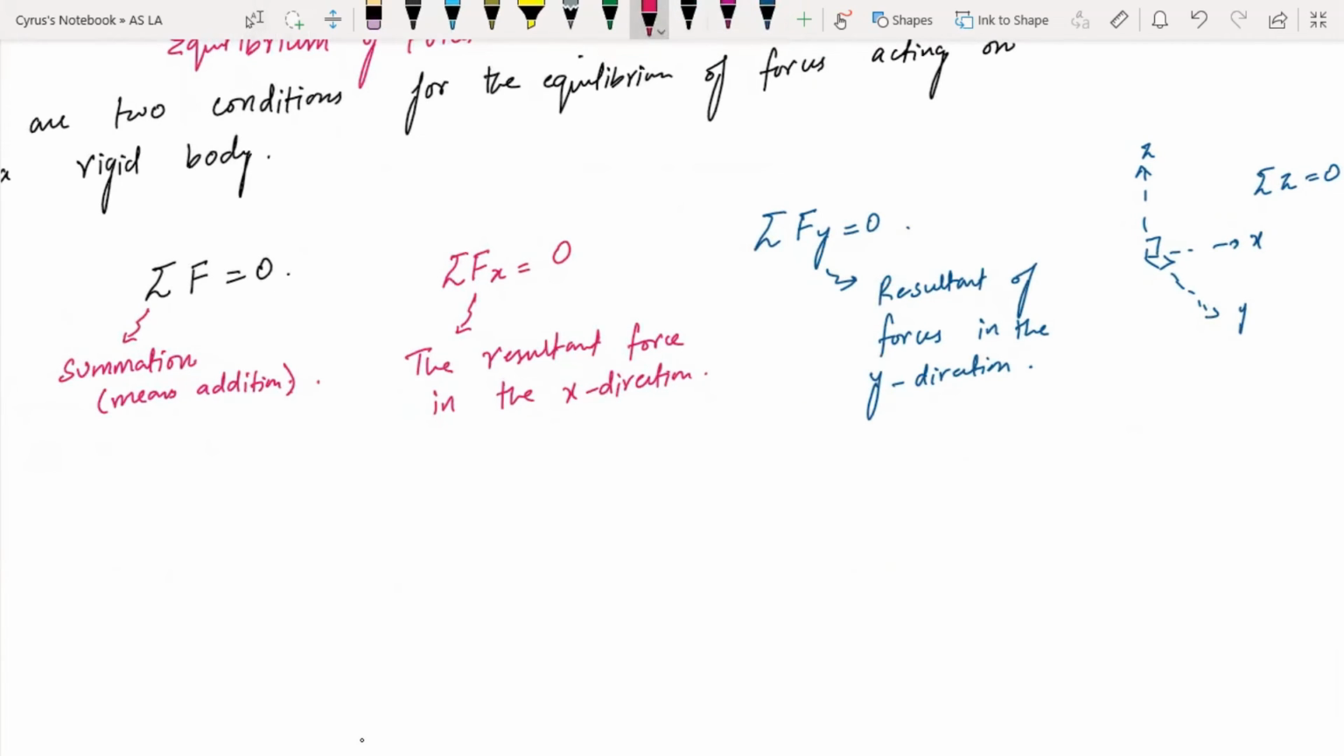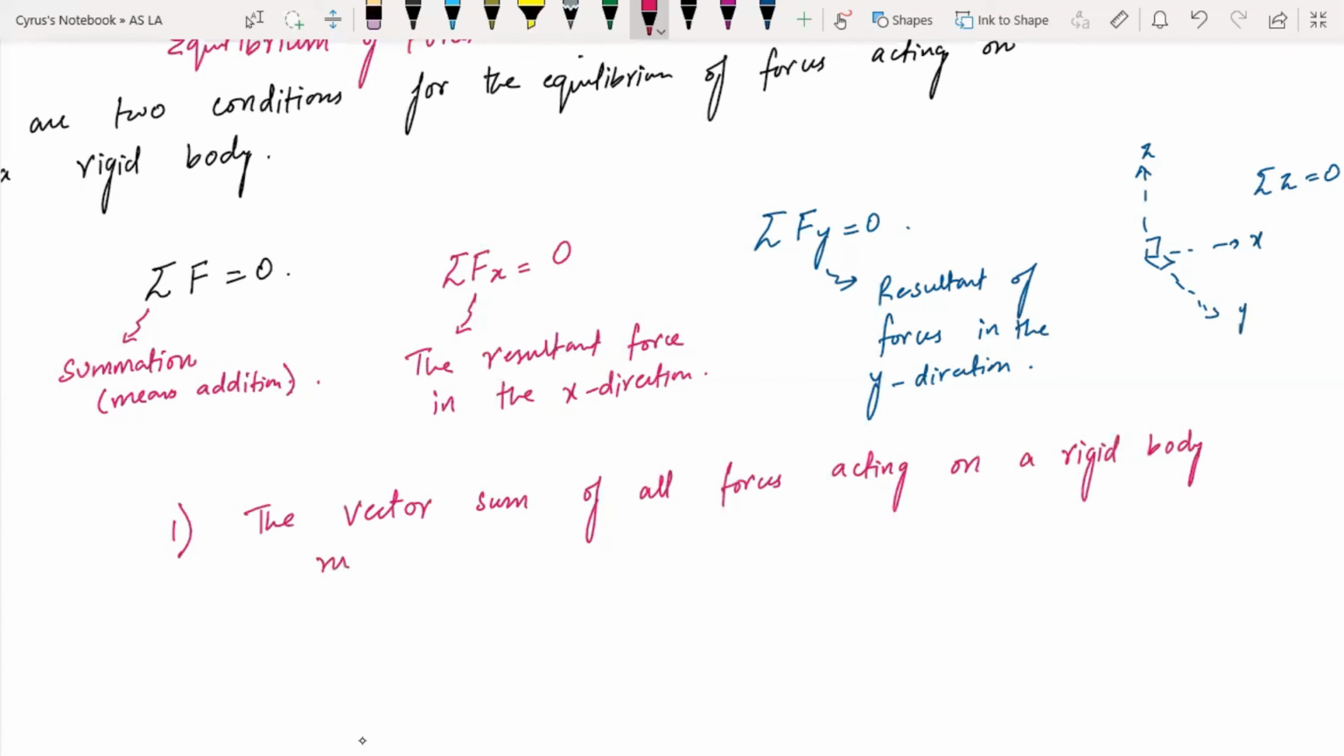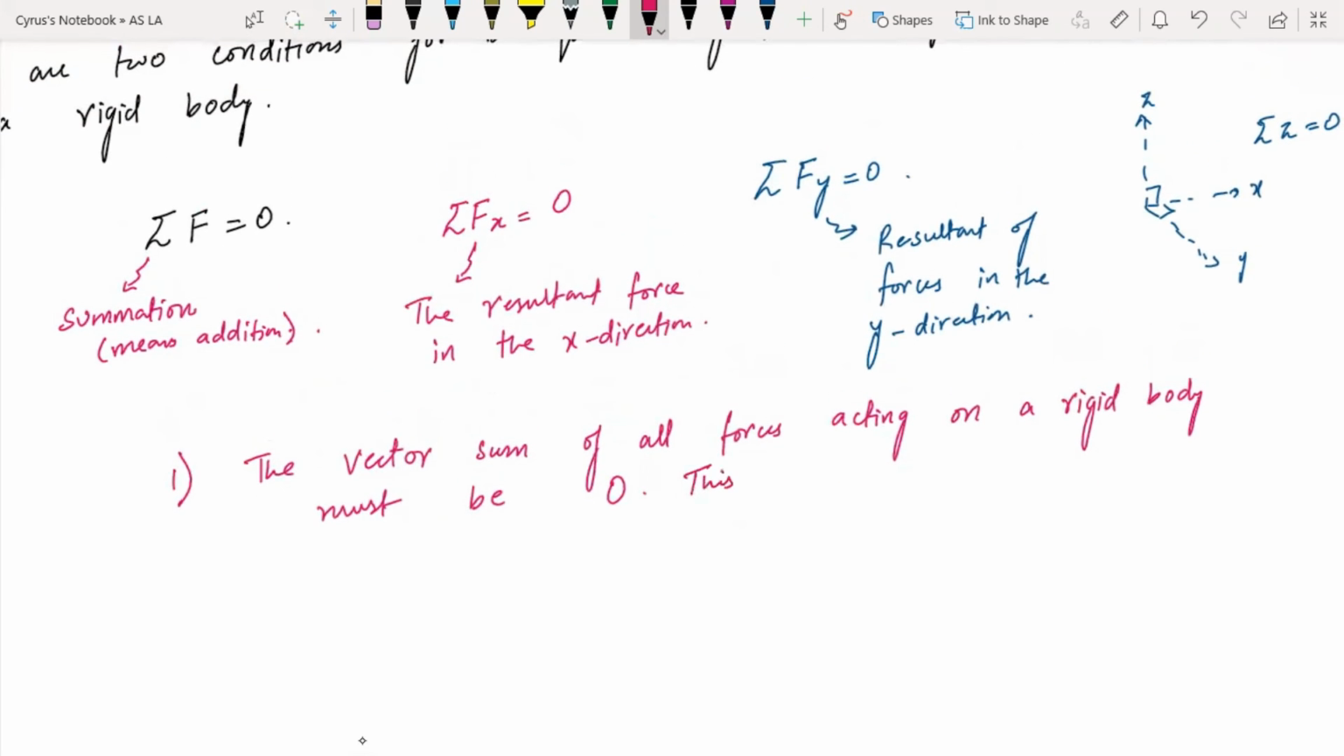You should know that the first condition of equilibrium is that the vector sum of all forces acting on a rigid body must be 0. ठीक है, 0. इसका मतलब है कि ये ट्रांसलेशनल इक्विलिब्रियम है, ये कोई रोटेशनल इक्विलिब्रियम की बात नहीं हो रही. रोटेशनल इक्विलिब्रियम हम पढ़ेंगे प्रिंसिपल ऑफ मोमेंट्स की फॉर्म में. This ensures rotational equilibrium.